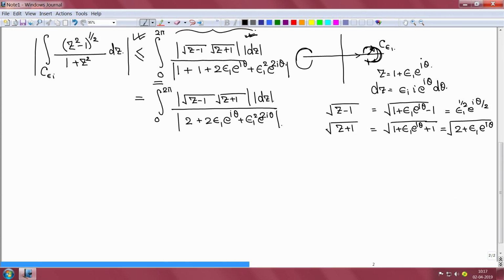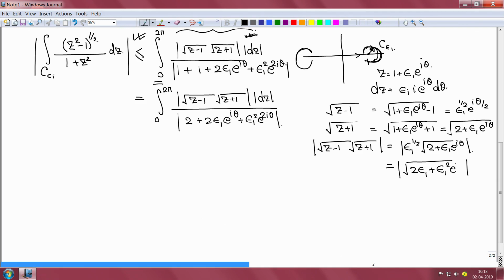Okay. So, together we have square root of z minus 1 square root of z plus 1 together, and the magnitude we will get is epsilon to the power half times the magnitude of square root of 2 plus epsilon 1 e to the power of i theta, okay, and I will take the epsilon half inside. So, I get the magnitude of square root of twice epsilon 1 plus epsilon 1 square e to the power of i theta.